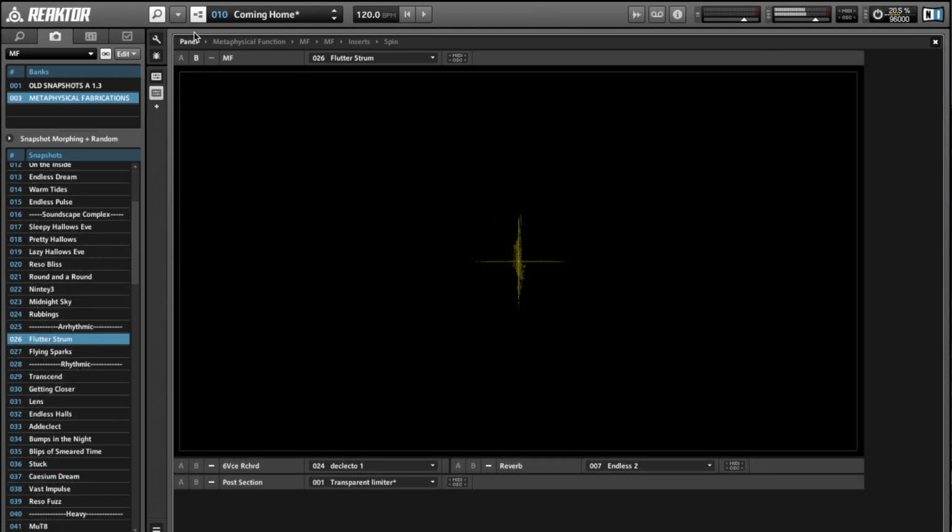So, these are some of the sound design techniques that you'll see in a lot of the sound design for Metaphysical Fabrications. In the next video, we'll be checking out some more of the sound design techniques.